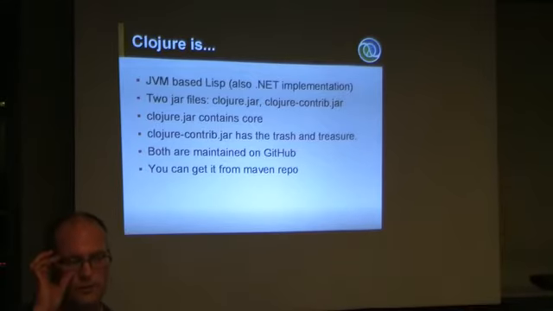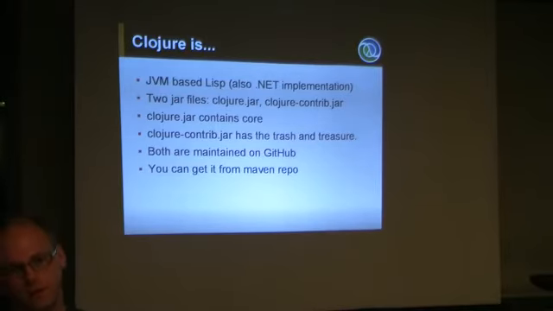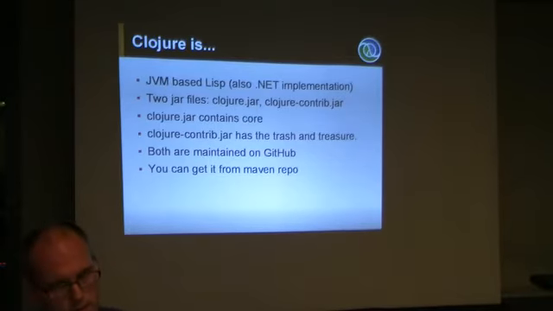So again, Clojure is a JVM-based Lisp dialect. It consists of a couple of jar files: a Clojure.jar file and then a Clojure-contrib.jar. The Clojure.jar is where all the core functions are. It's not actually that big, less than a megabyte, I think, in size. And the core functions can get you pretty much anything you need.